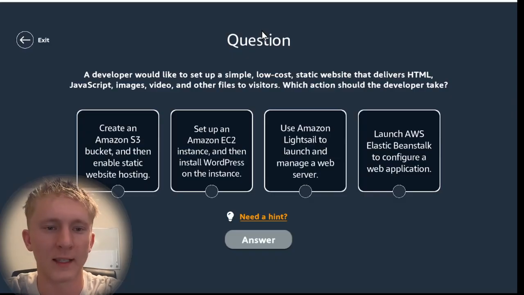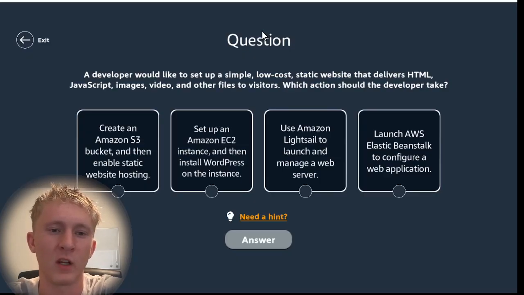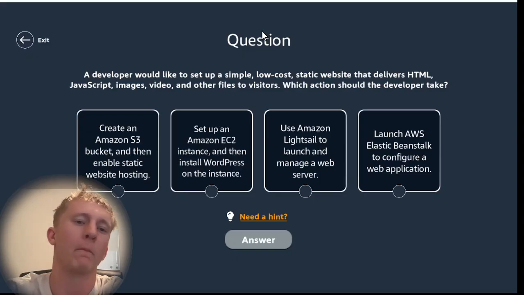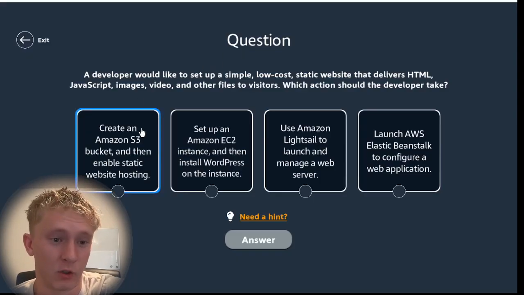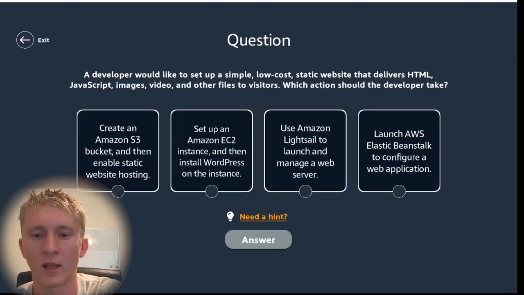A developer would like to set up a simple, low-cost, static website that delivers HTML, JavaScript, images, video, and other files to visitors. Which action should the developer take? Okay. A. Create an Amazon S3 bucket and then enable static website hosting. B. Set up an Amazon EC2 instance and then install WordPress on the instance. C. Use Amazon Lightsail to launch and manage a web server. D. Launch AWS Elastic Beanstalk to configure a web application.